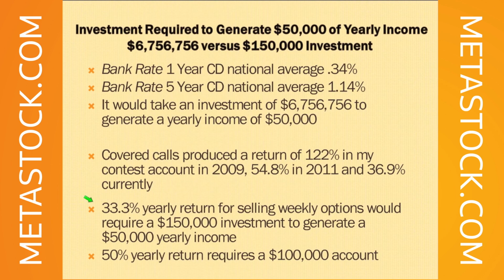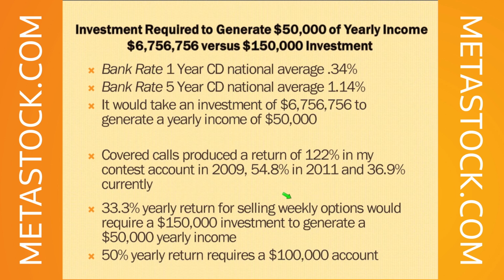So now let's just compare. This is my last slide. Let's compare how much money it takes to generate $50,000 of yearly income in CDs versus this weekly covered call strategy. So let's assume you want to generate $50,000 a year in income, and if you were to split your money evenly between the 1-year CDs and the 5-year CDs, it would take over $6.7 million to generate $50,000 in yearly income. Now, granted, this is a guaranteed return with no risk, but not a lot of people have $6.7 million available to generate $50,000 in yearly income.